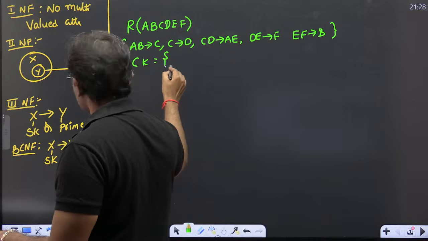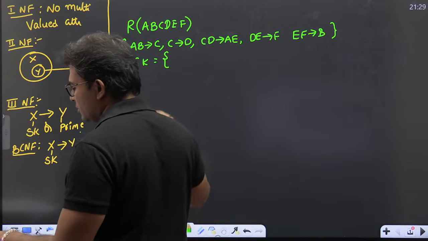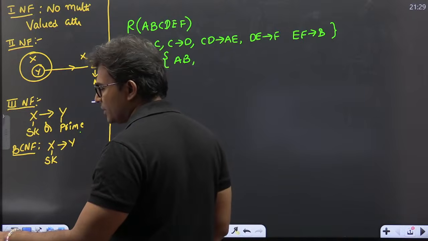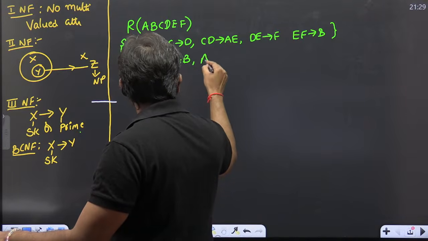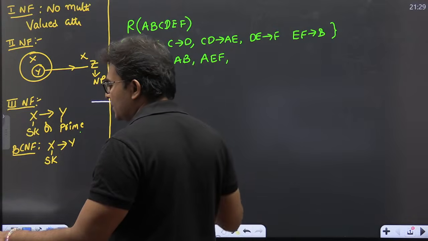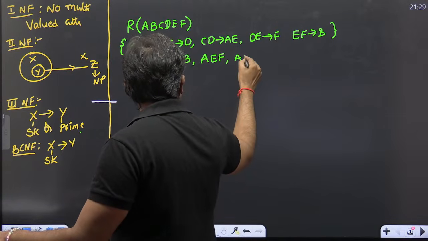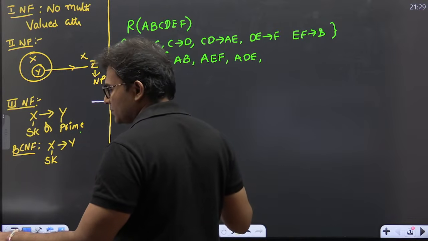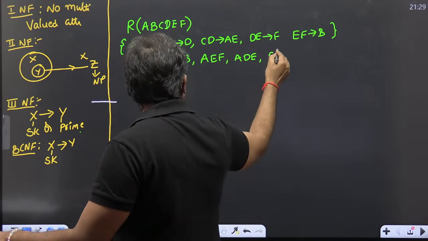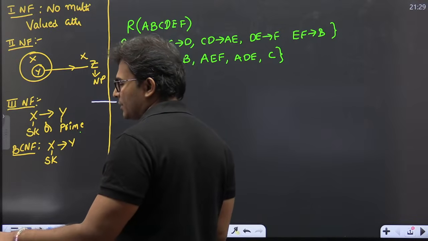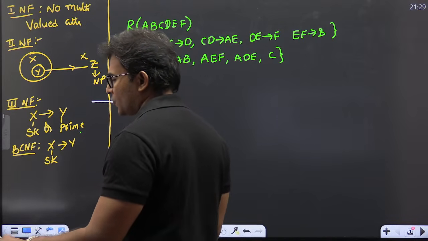the candidate keys. Okay, candidate keys are AB, AEF, ADE, C. So they are all the candidate keys. Okay.